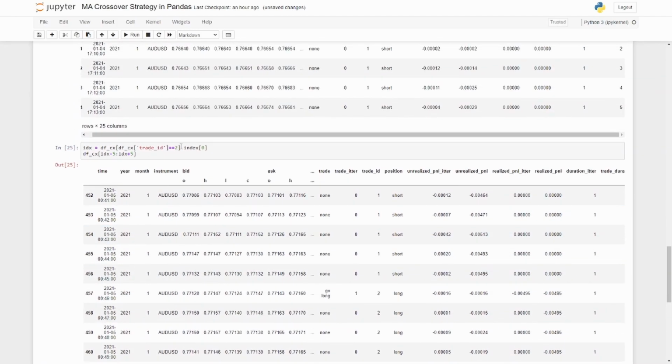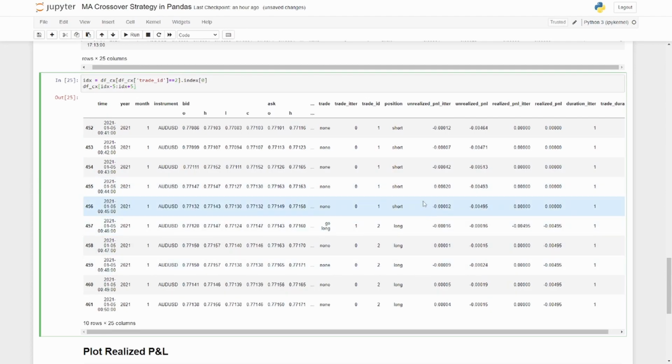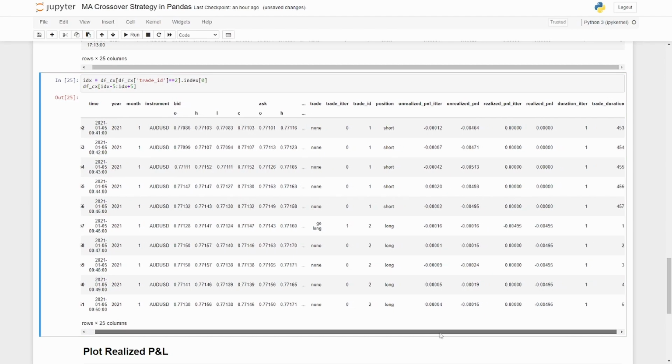What is this going to show us? This is going to look for where trade ID equals 2, and we're just getting the index of where it first equals 2, and then we're looking at the 5 rows before it and the 5 rows after it, so we can see, in this data frame, when I'm exiting one trade and going into another trade, what's going on. This is a way to validate: is the data doing what it's supposed to be doing? Is the math being calculated correctly?